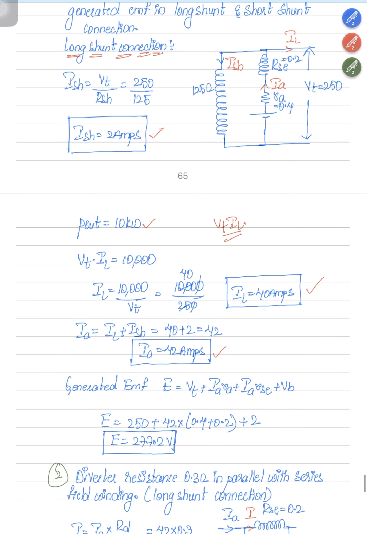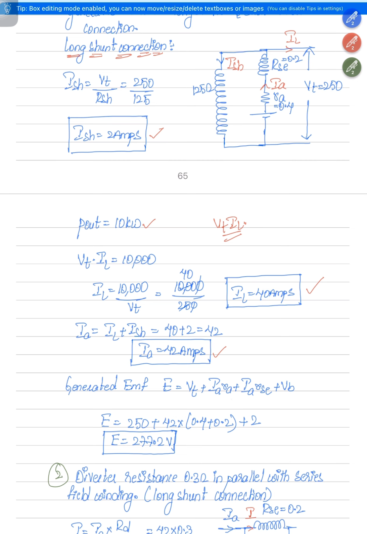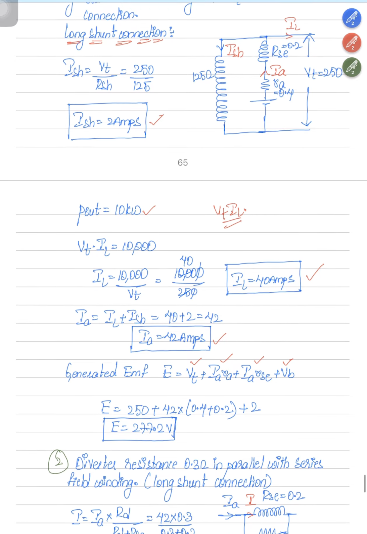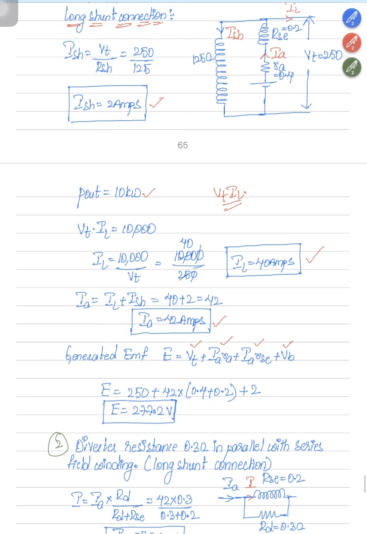Now the generated EMF in this long shunt connection is E equal to VT plus IA RA plus IA RSC plus VB. VB is the brush drop, this is the series field resistance drop, this is the armature resistance drop, and this is the terminal voltage. By substituting the above values, we get an induced EMF of 277.2 volts.